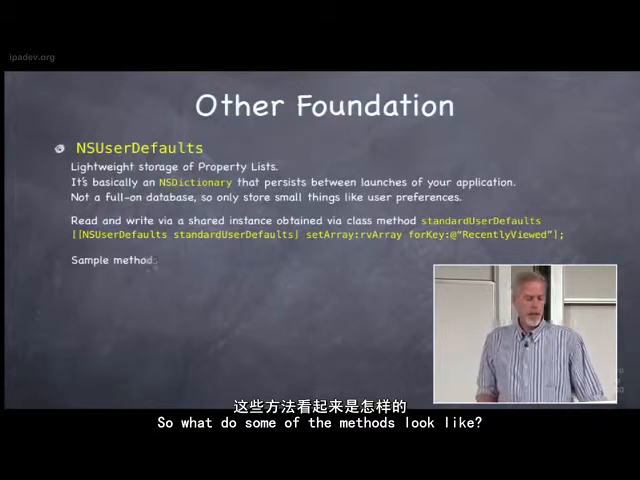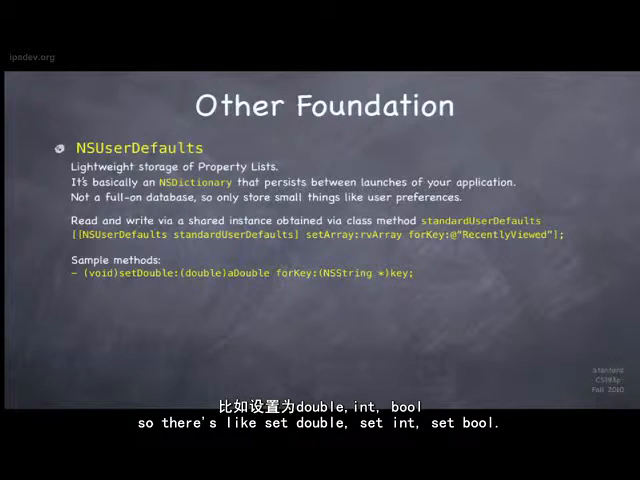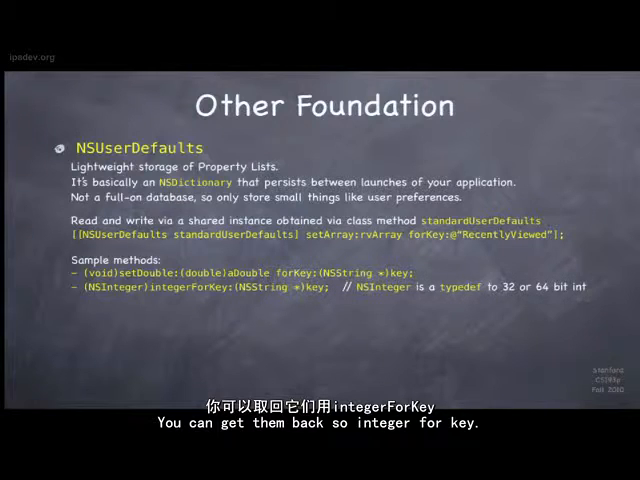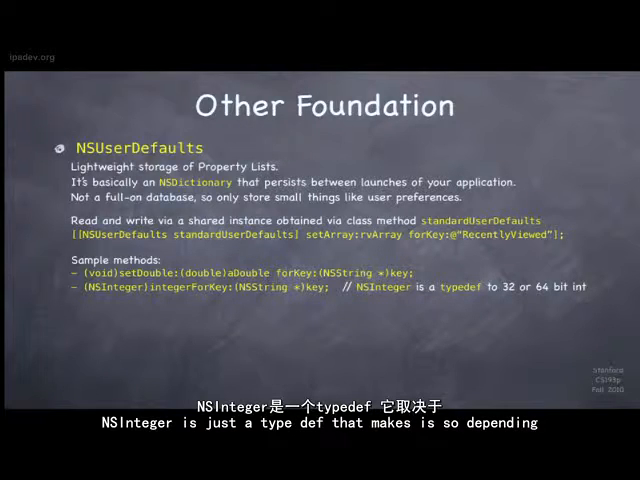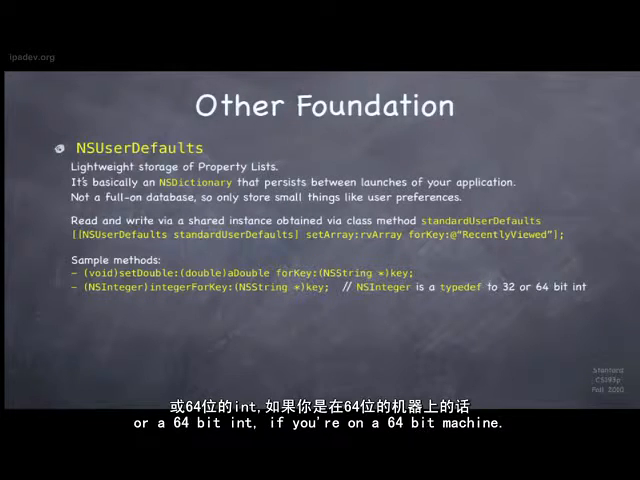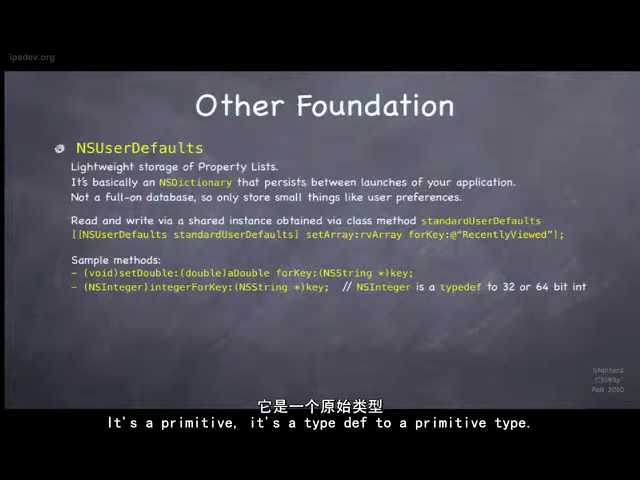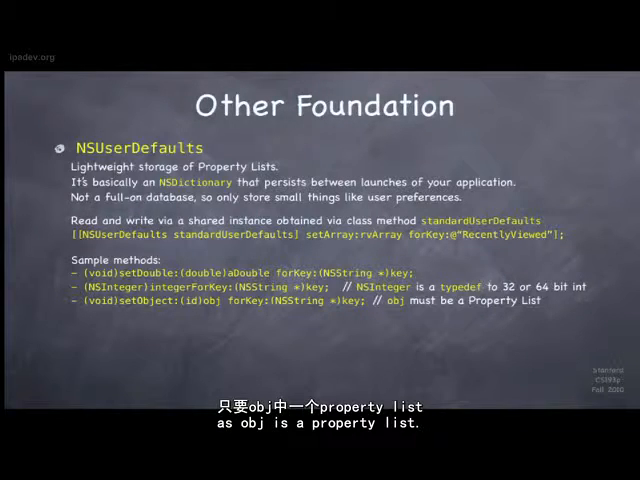So what do some of the methods look like? You can set all primitives, so there's like setDouble, setInteger, setBool. You can get them back, so integerForKey. Notice integerForKey returns NSInteger instead of int. NSInteger is just a typedef that makes it so depending on what platform you're on, you get a 32-bit int or a 64-bit int if you're on a 64-bit machine. You can treat it as the same as if it were an int. It's a typedef to a primitive type. And then setObject:forKey:, that works as long as the object is a property list. It can be any property list.